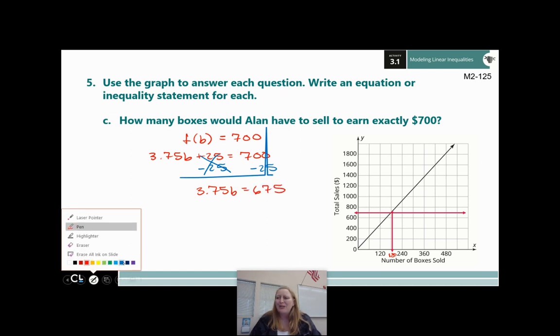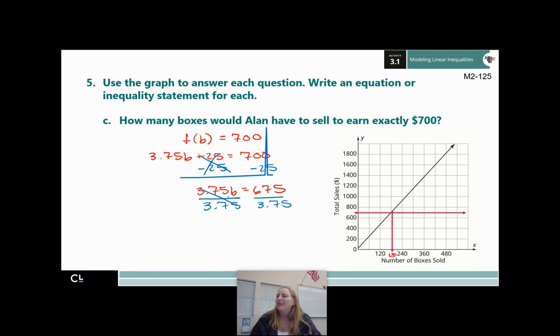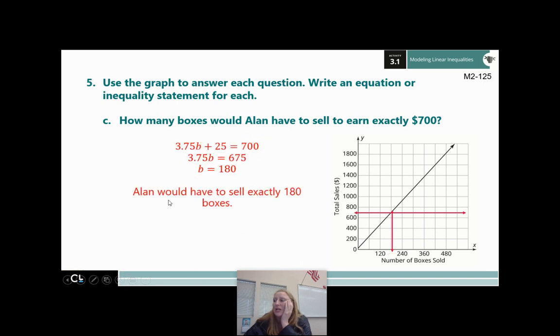You don't need me to tell you to divide by 3.75 on both sides to get the B all alone. You know by now. So I grab my calculator and I get 675 divided by 3.75 tells me, sure enough, 180 it is. So Alan would have to sell exactly 180 boxes in order to earn exactly $700.